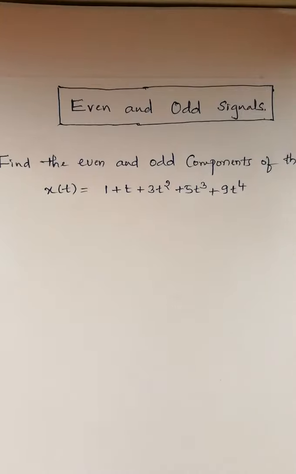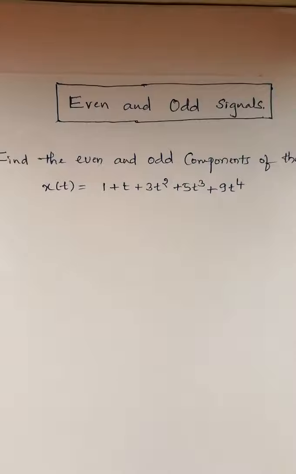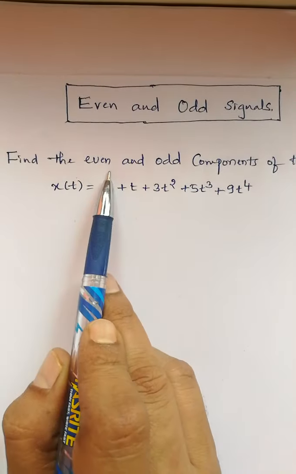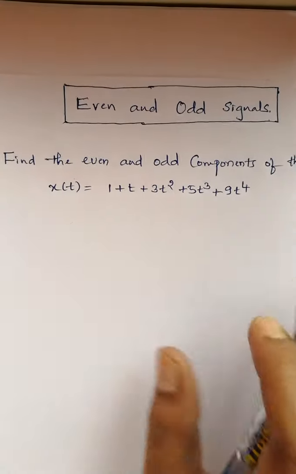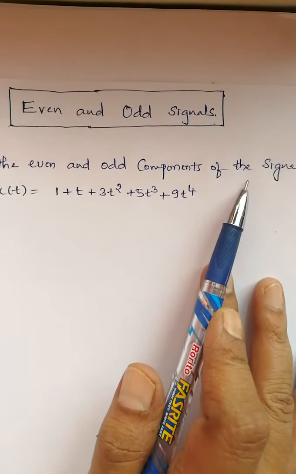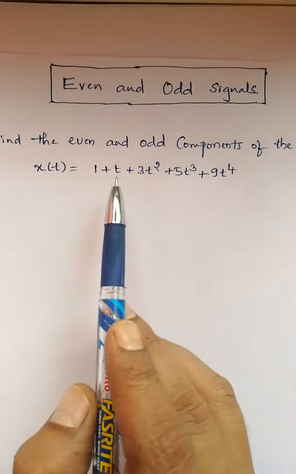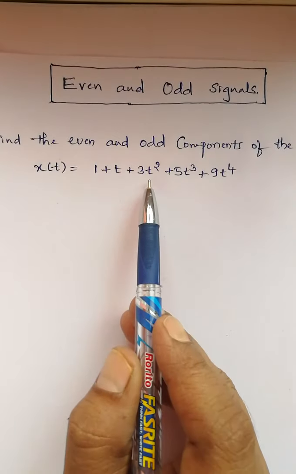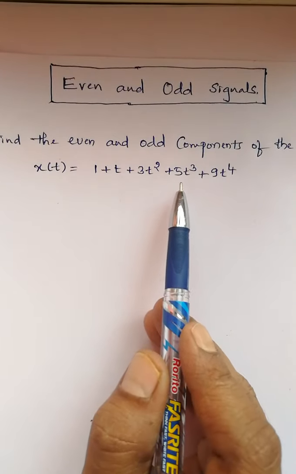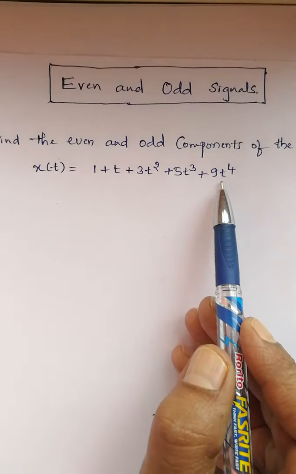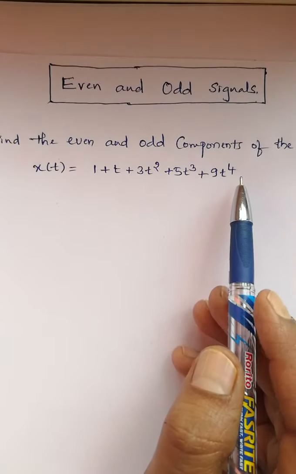Hi friends, in today's session we will discuss even and odd signals, numericals on that. So let us take the first problem. Find the even and odd components of the signal, where the signal is given x of t equal to 1 plus t plus 3t square plus 5t cube plus 9t to the power 4.